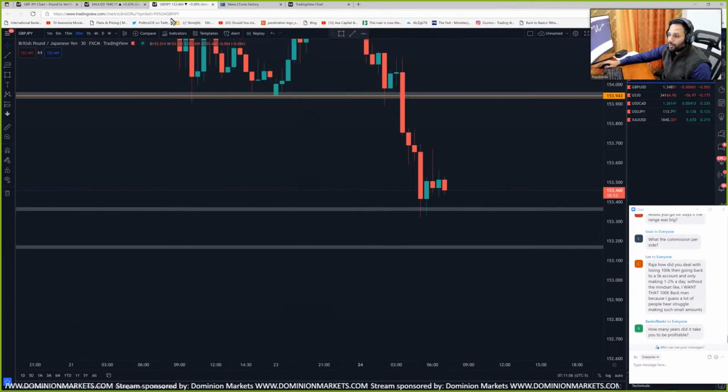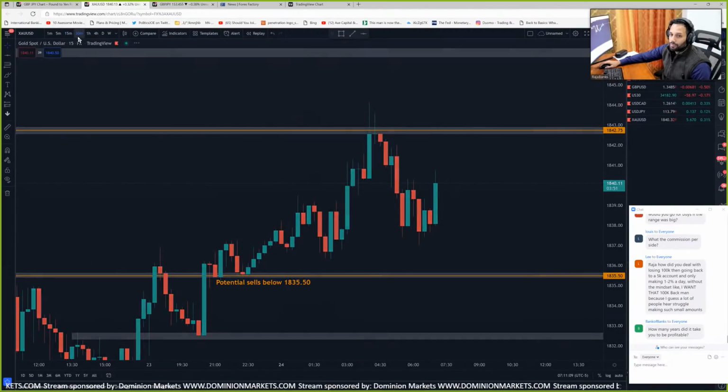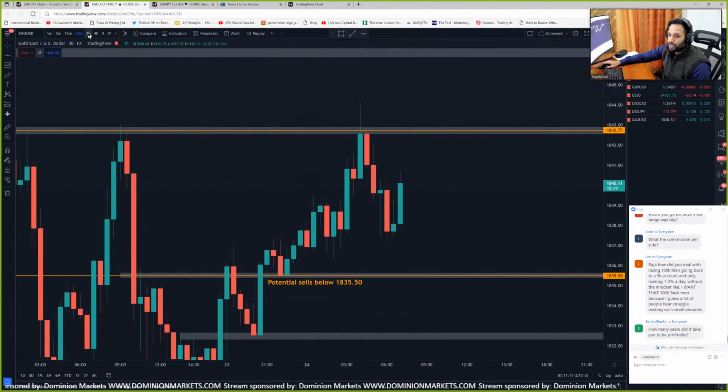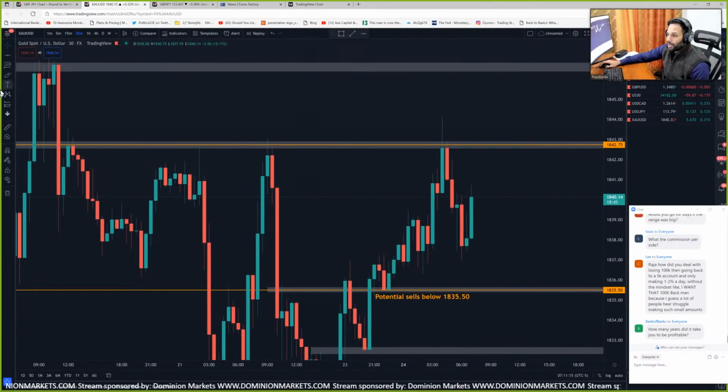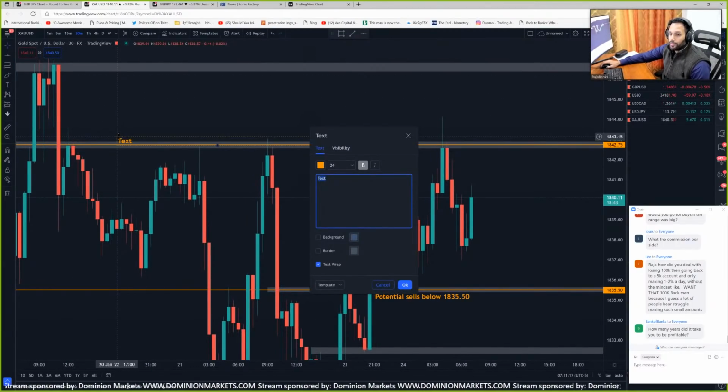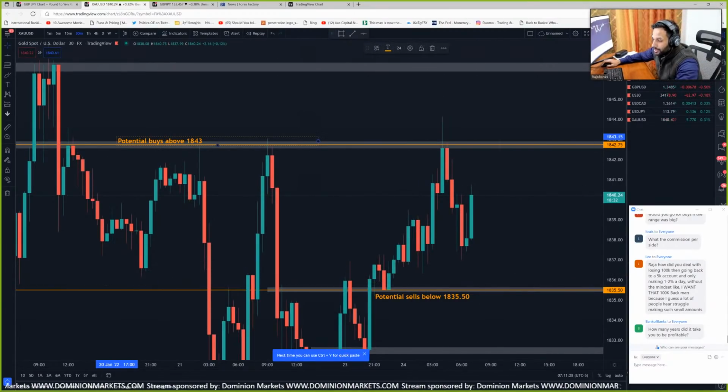Euro JPY. So basically on gold, we had a quick push up, but I probably want to see buys above 1843. So I'm going to write that right here. This is what I'm going to wait for. Potential buys above 1843. I thought you were about to say manage risk. Oh, if you can't do 2% on a small account, you can't do it in a bigger account. That's correct.